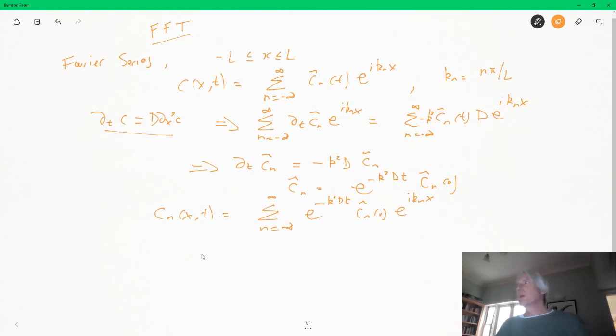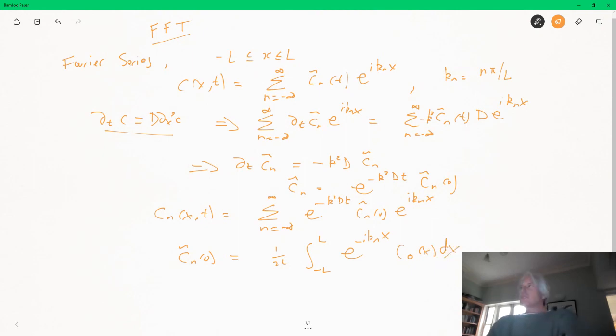And finally, we can calculate what Cn naught is equal to, also from our Fourier series. Cn naught is equal to 1 over 2L, the integral from minus L to L of e to the minus i kn x, times c naught of x dx. Now anything that's plus i becomes minus i here.